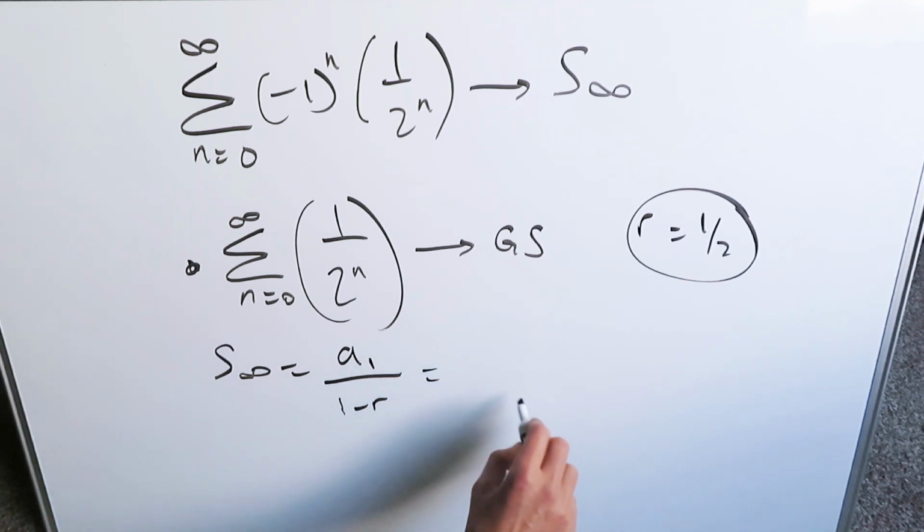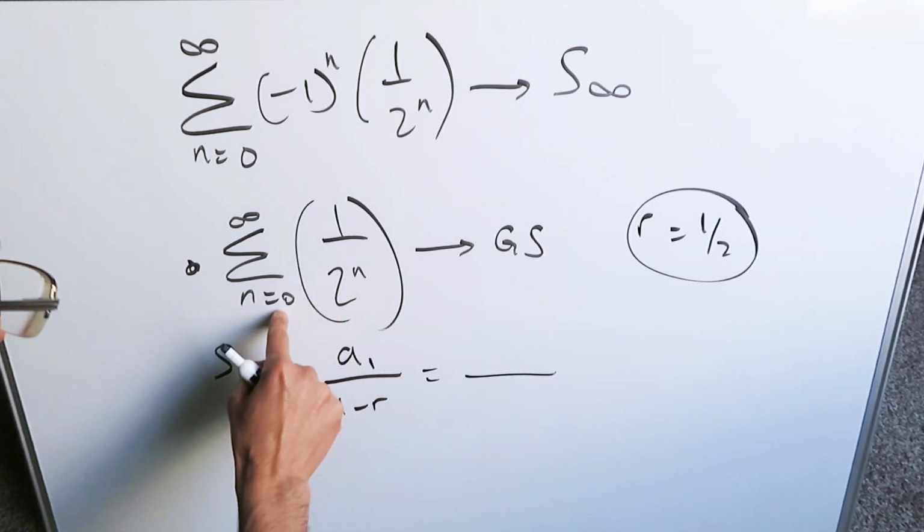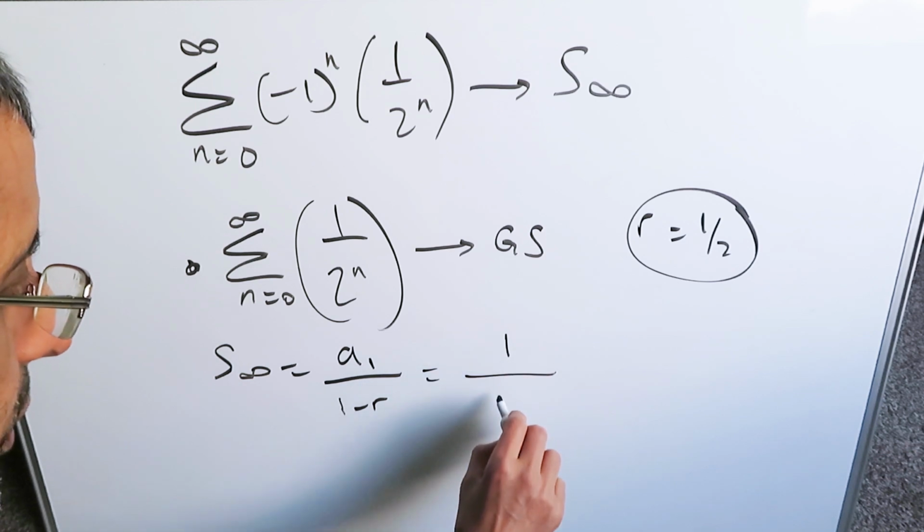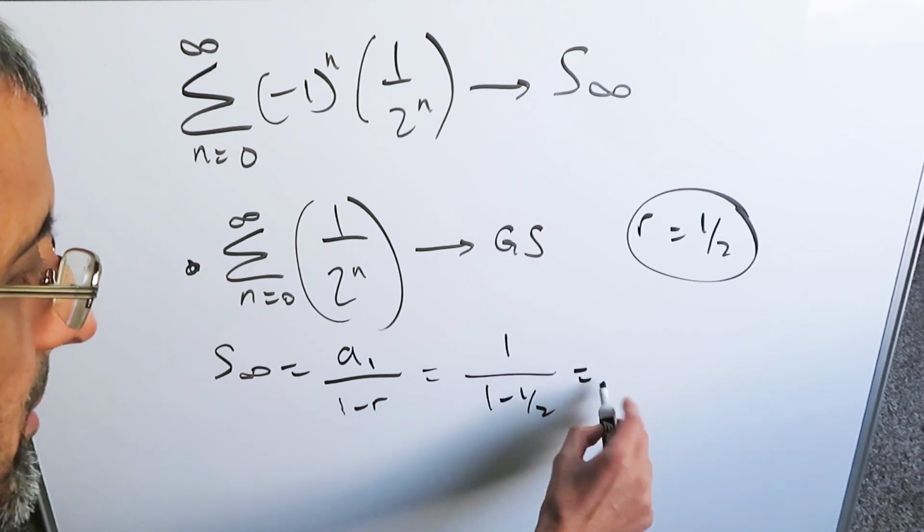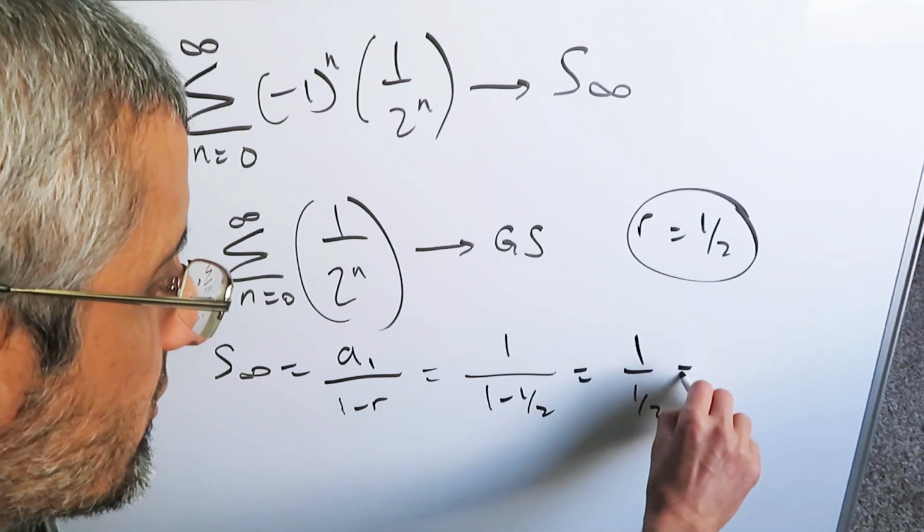What is my common ratio? It's 1 over 2. What's my first term? If you put 0 over here, my first term is 1. 1 over 1 minus 1 over 2. My sum of the series will be 1 over 1 over 2, which will be equal to 2.